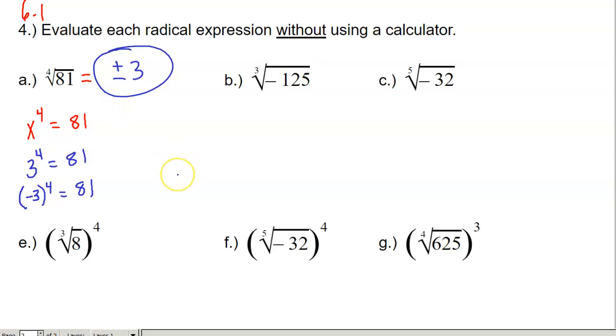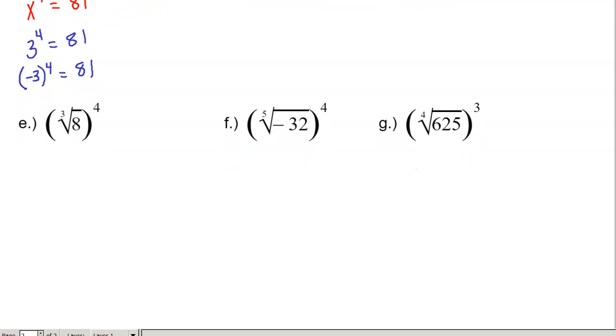So again, you're not using a calculator, you're trying to figure it out by hand. Because you're doing it by hand, the numbers are going to be integers, whole numbers. So try to figure it out by yourself. If for some reason you get stuck, you can always check it on your calculator and see if you got it right. So let's try another one on number 4. Let's do f.